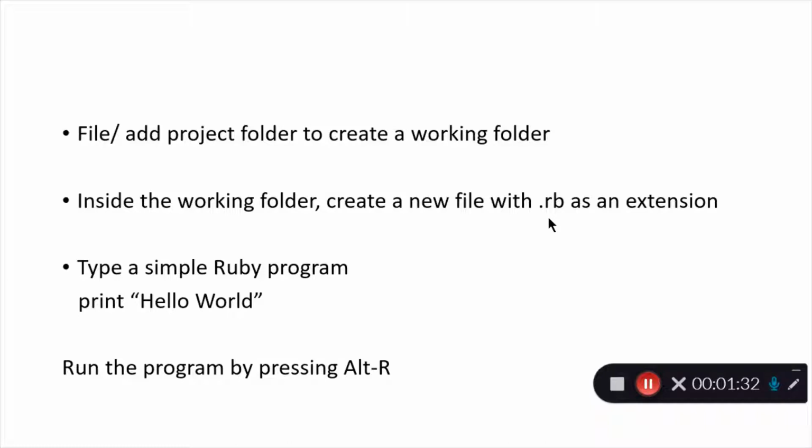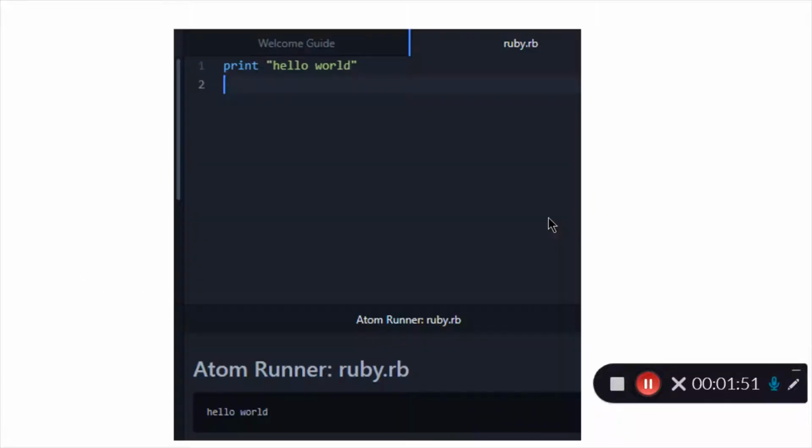What I want to do now is just write a simple line of Ruby code. We'll test it out. We'll make sure everything's working. Over here, I'm just typing hello world. Run the program by pressing Alt R. On the Atom text editor, we can see at the top here the hello world in green, and the bottom one is the outcome of the program.